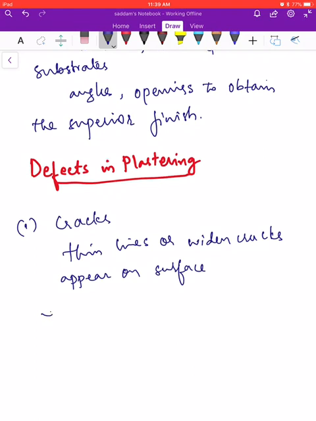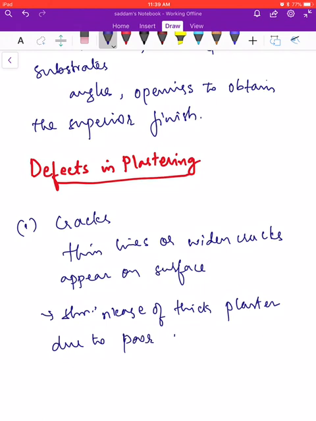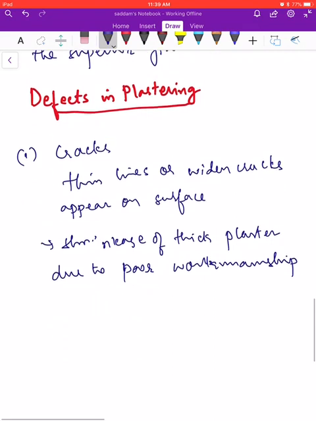Why do they appear? Because of the shrinkage of thick plasters due to poor workmanship. So this is the reason by which we obtain the cracks. Now cracks can be prevented by proper curing and by keeping the thickness of plastering uniform. So if you subject the plastering to proper curing and keep the thickness uniform, we can avoid the cracks in plastering. This is one of the problems.